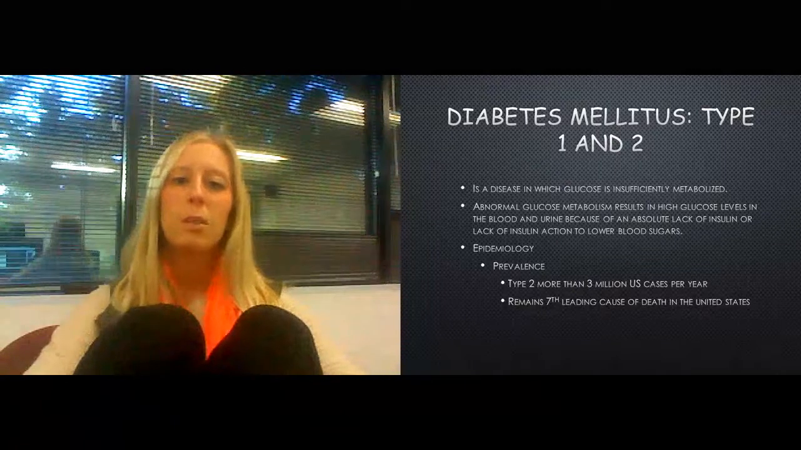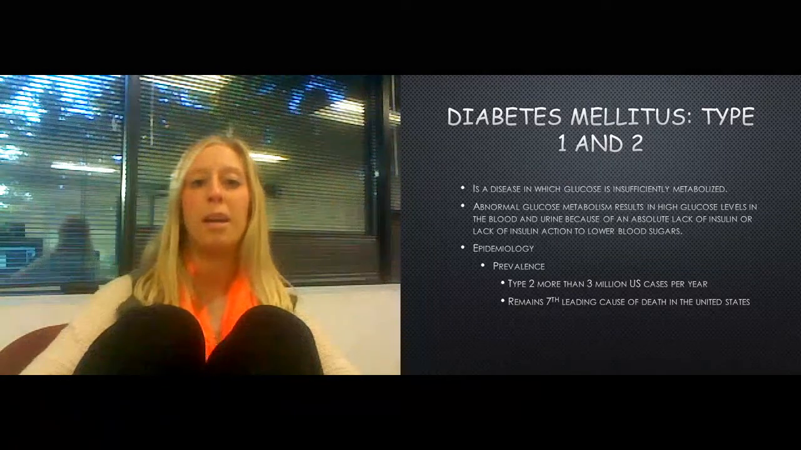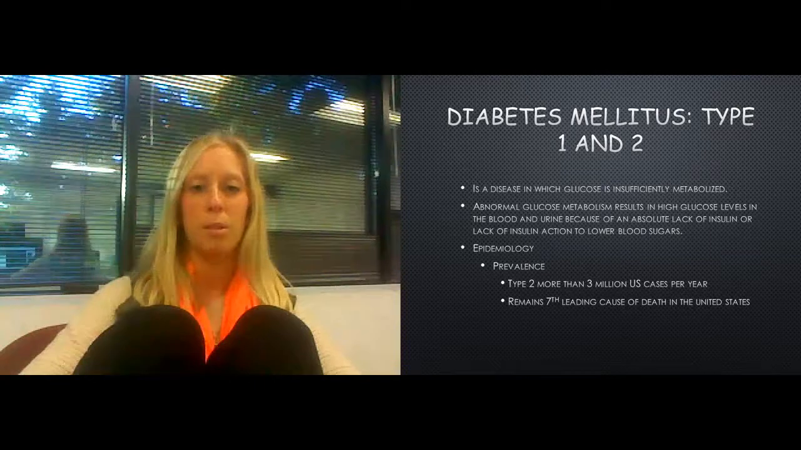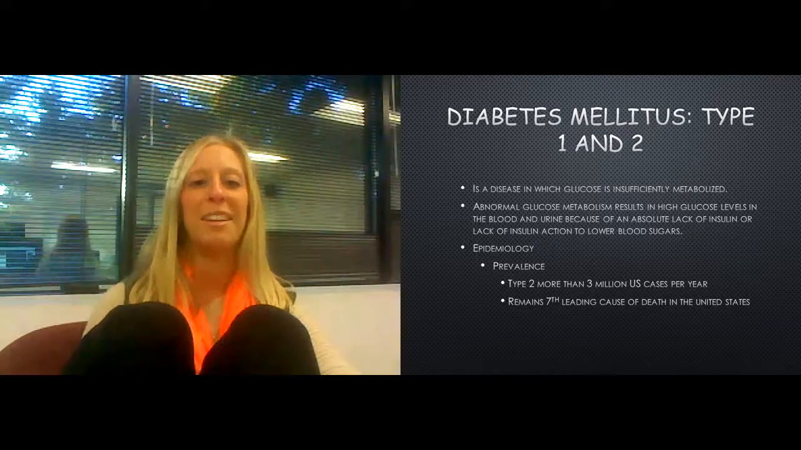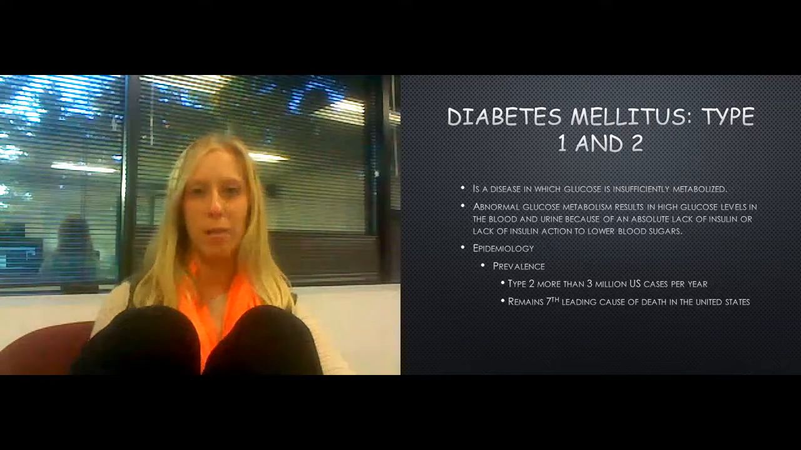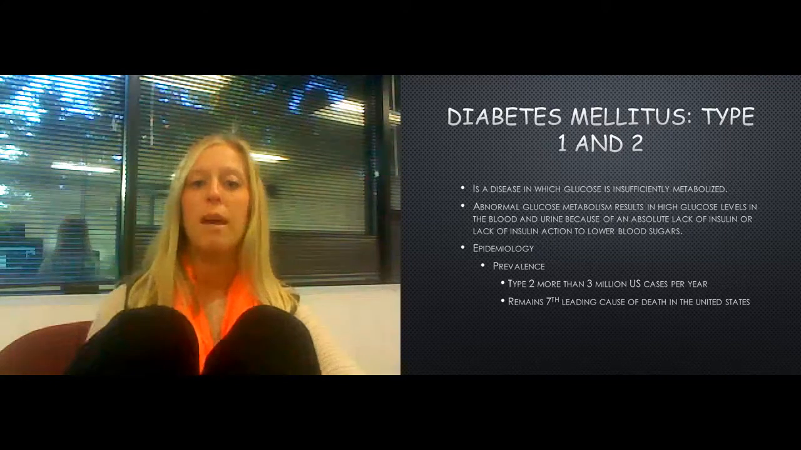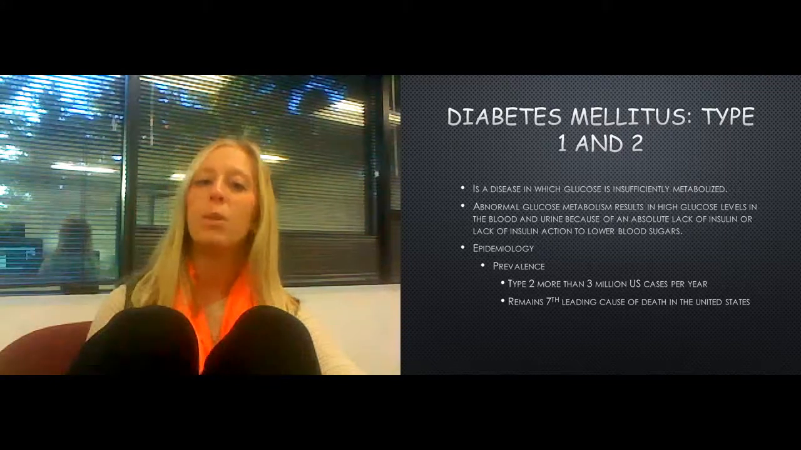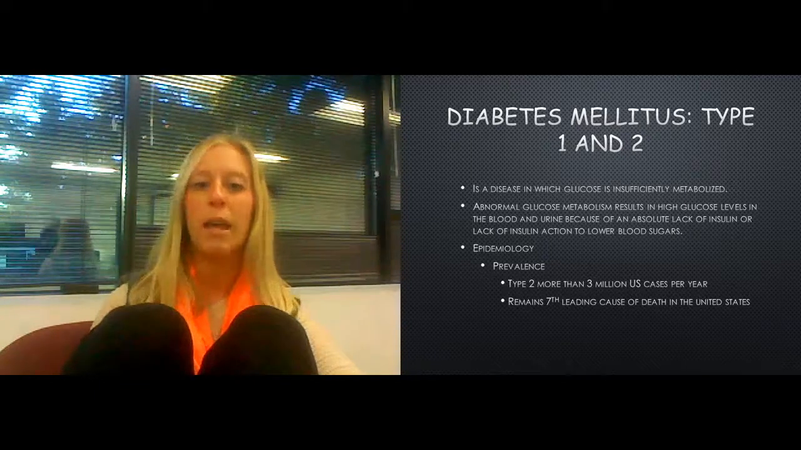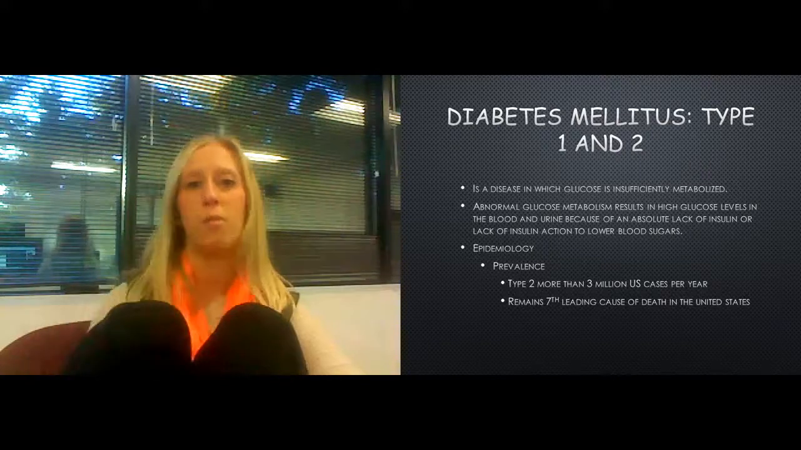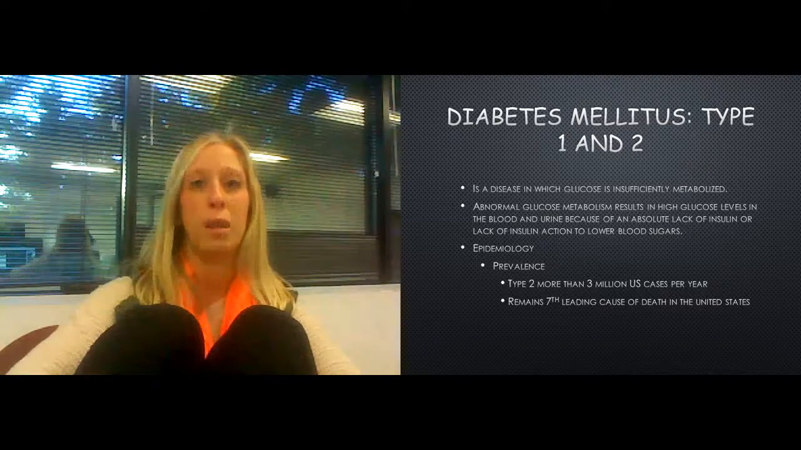It is a disease in which glucose is insufficiently metabolized. So abnormal glucose metabolism results in high glucose levels in the blood and urine because of an absolute lack of insulin or lack of insulin action to lower the blood sugars. Type 2 is more common than type 1, and there are more than 3 million cases per year in the U.S., and it remains the 7th leading cause of death in the United States.